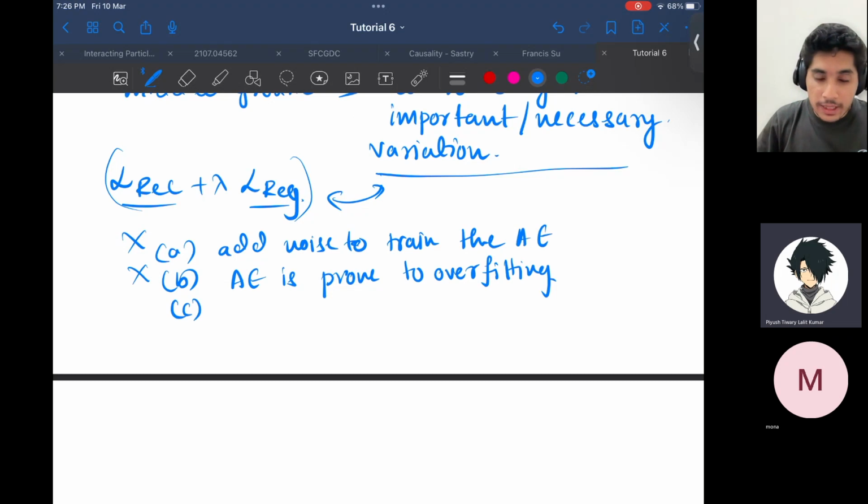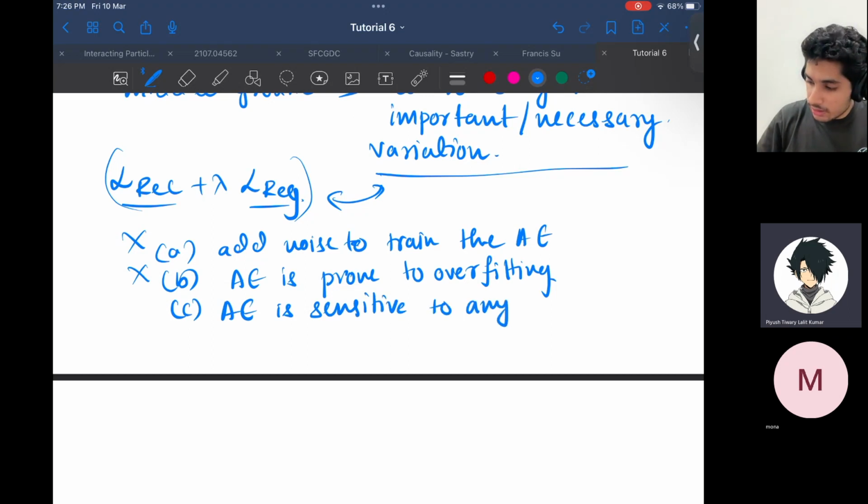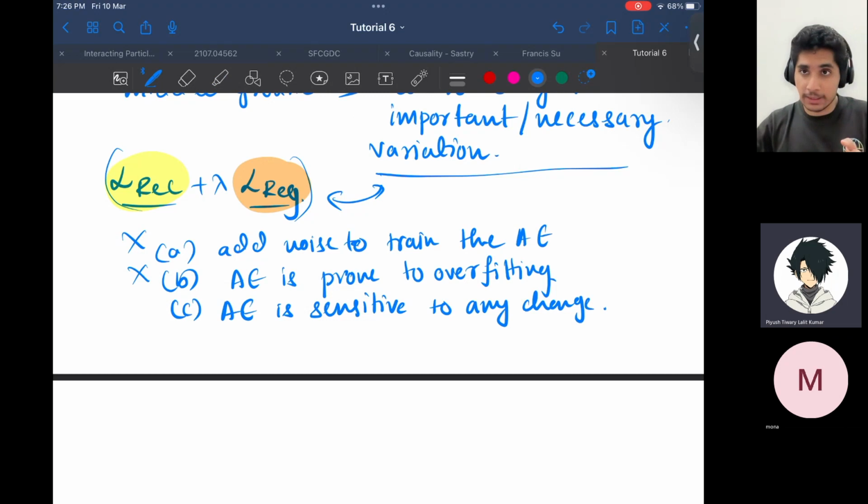The third is: the autoencoder is sensitive to any change. Well, this is not true. This would have been true if we just used the reconstruction loss, but we are not using just the reconstruction loss, right? We are also using the regularization loss, which is the Frobenius norm of the Jacobian matrix. Hence, this is also not true, right? Since we have added this regularization, it is not true.